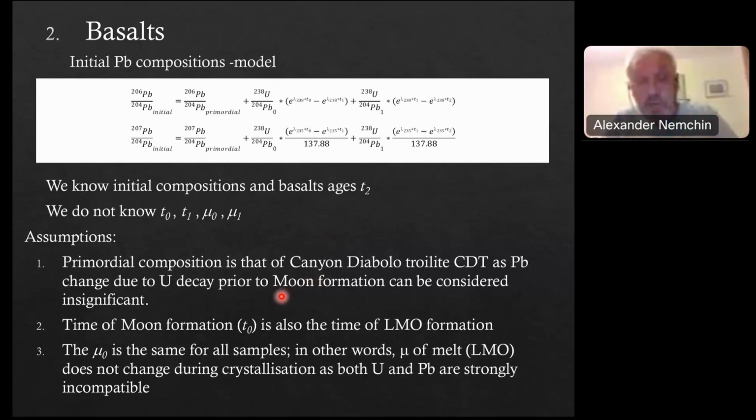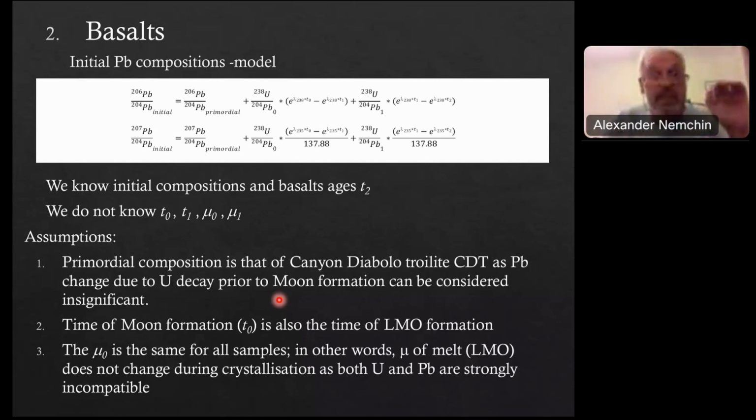Okay, so the time of the moon formation is also the time of LMO formation. We also assume that mu0, the mu of the LMO, is all the same. It's not changing through the crystallization of the LMO, simply because uranium and lead are strongly incompatible, so they will stick to the melt. Source solids will change mu, but the coexisting melt will not.